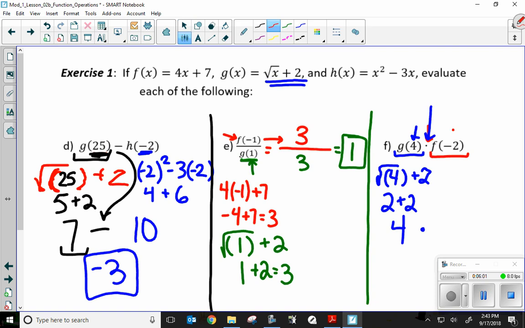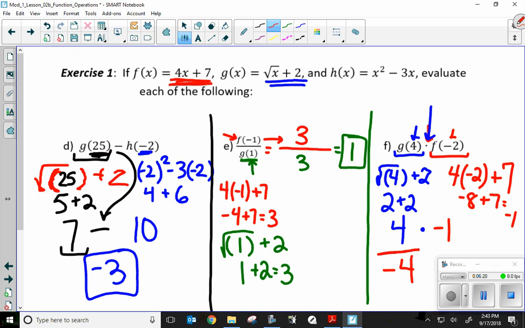Don't forget, I'm multiplying times f of negative 2. Well, I'm going to take my f here and throw in a negative 2. So it's 4 times x plus 7. Well, my x is negative 2 here. So it's negative 8 plus 7. That's negative 1. 4 times negative 1 is negative 4.